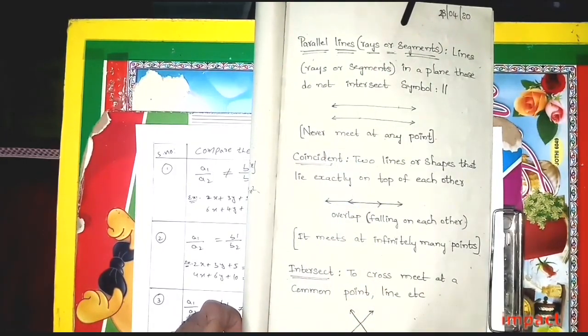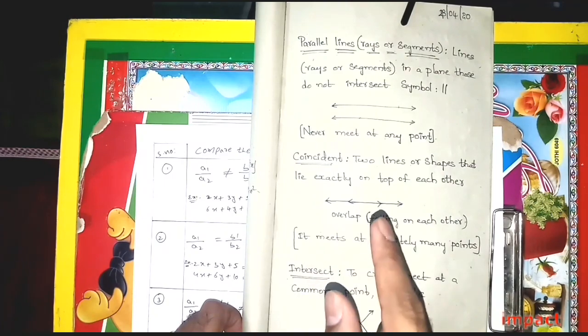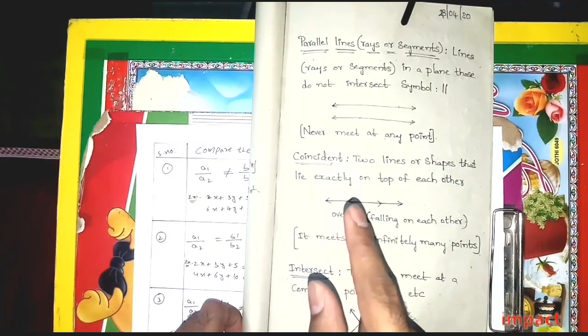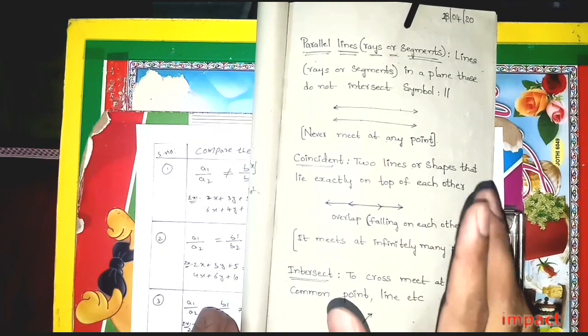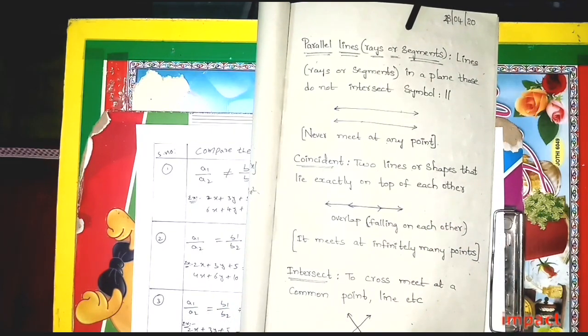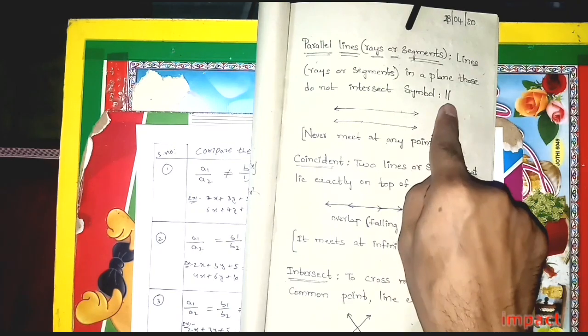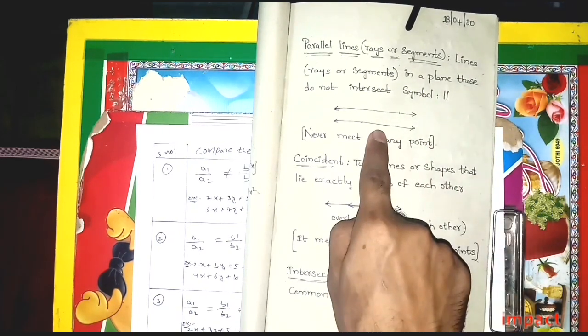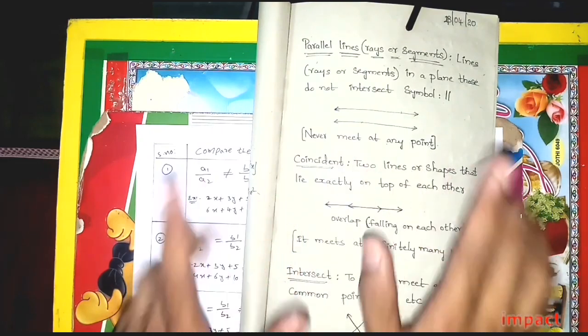Lines, rays or segments in a plane that do not intersect at any point. Two lines which never meet at any point are called parallel lines, and the symbol for parallel is this one. This is the figure for parallel. They never meet at any point.